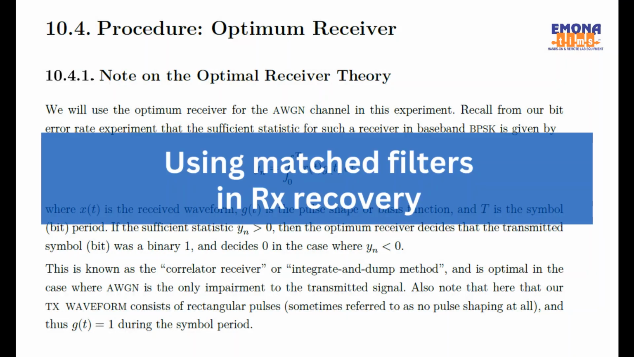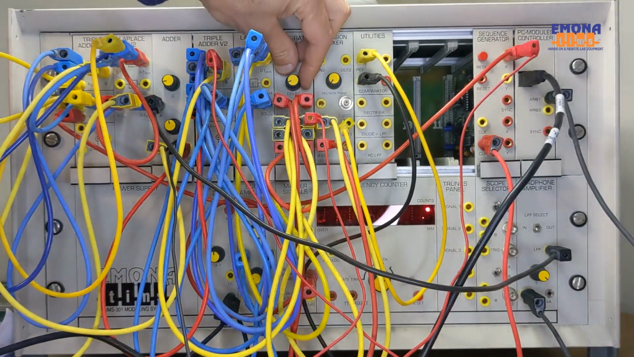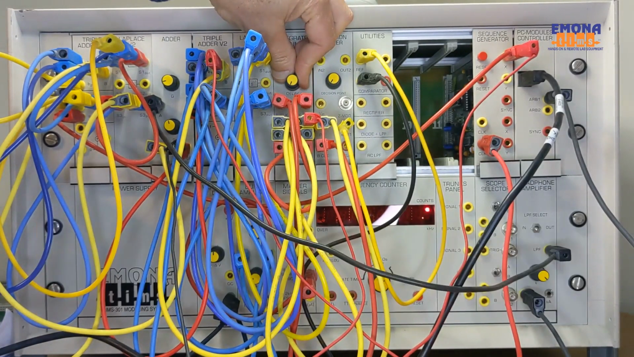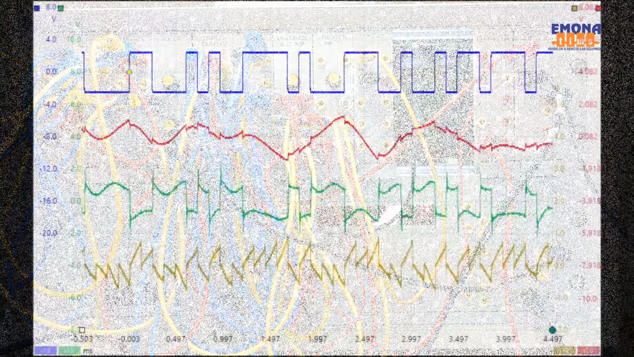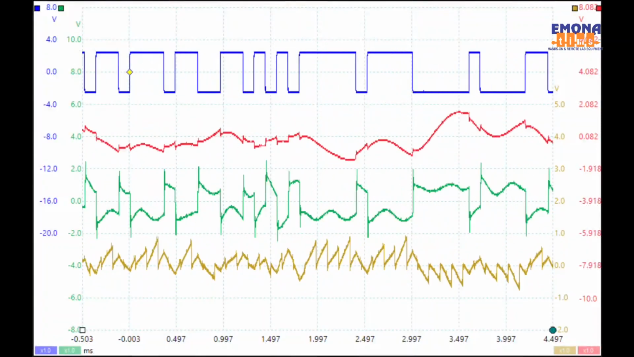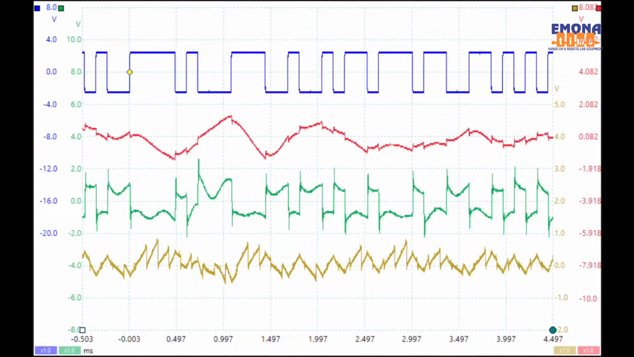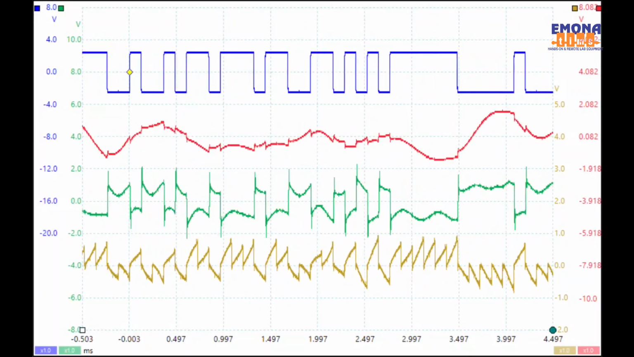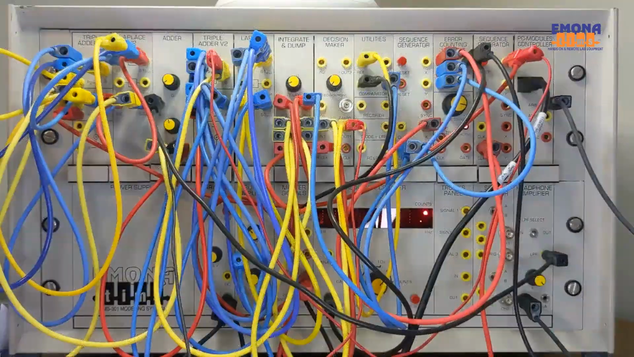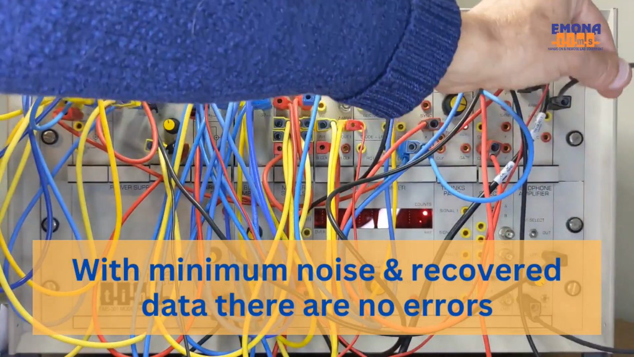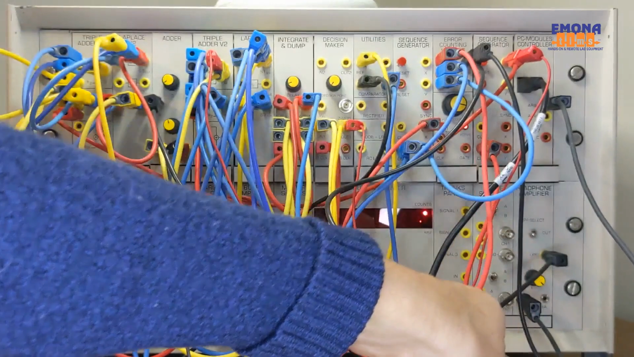Match filtering at the receiver is implemented using integrate and dump blocks. Integration over a period of time requires alignment of that period. Students implement bit error rate instrumentation and take measurements of signal to noise versus error rates throughout the experiment.